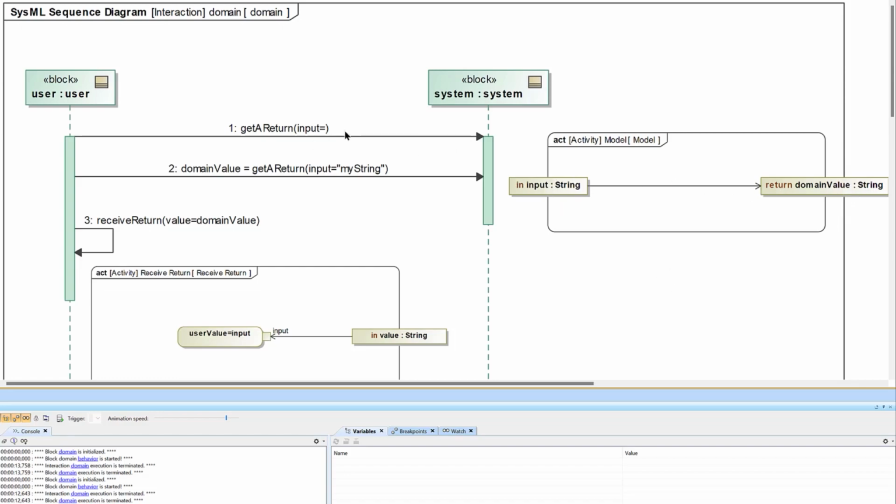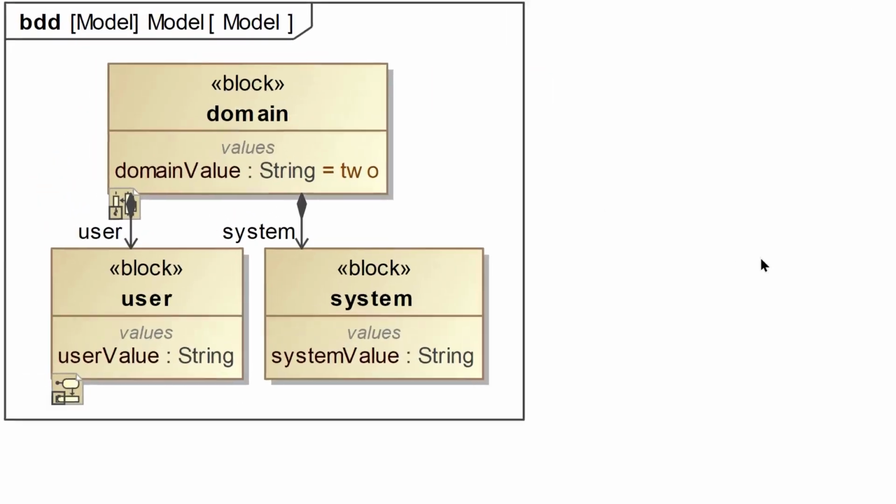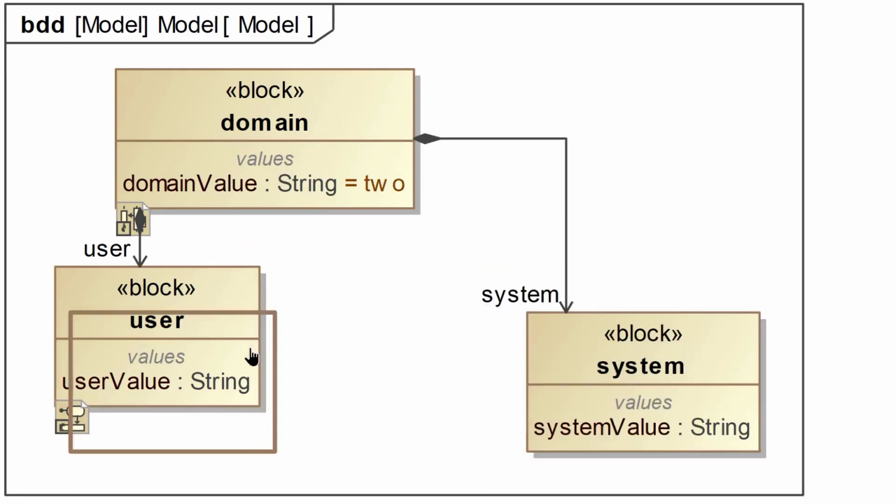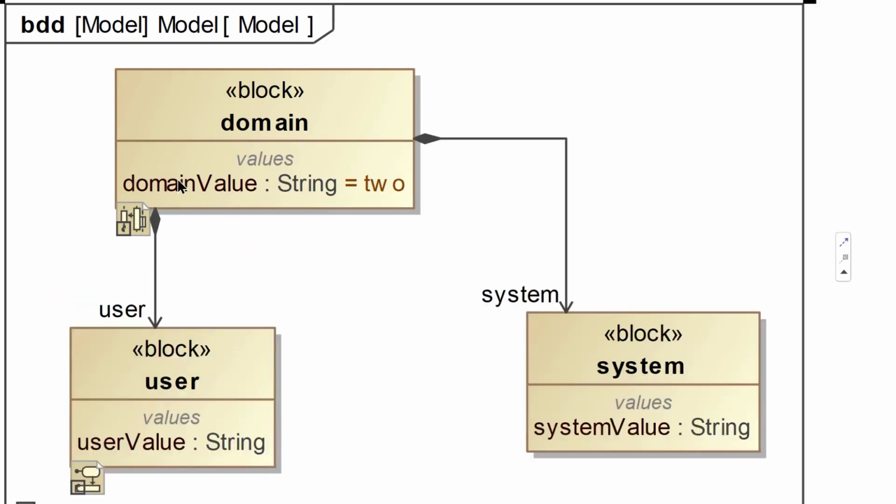So the return's not showing up in here, but what you can do is actually set that equal to a value property, and that value property can be of the domain, which is the one level higher than the user and the system. So that's somewhat what we're looking inside of right now, is the domain. And if we look at the block diagram for this, notice we have a domain block that is called domain, and it has a value property that says domain value, which is a string that has a default value of 2. And then if you notice, we have a user block that has a value property called user value, and a system block that is called system value for its value property.